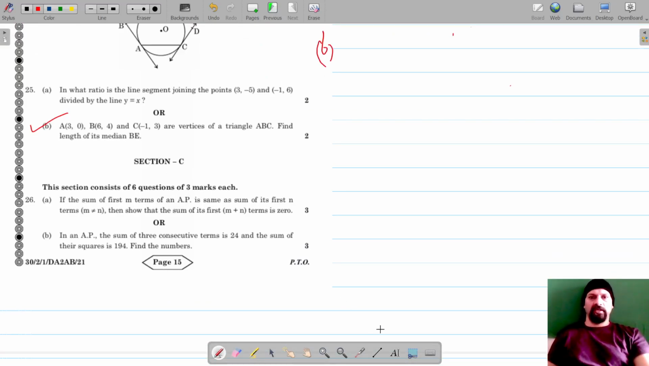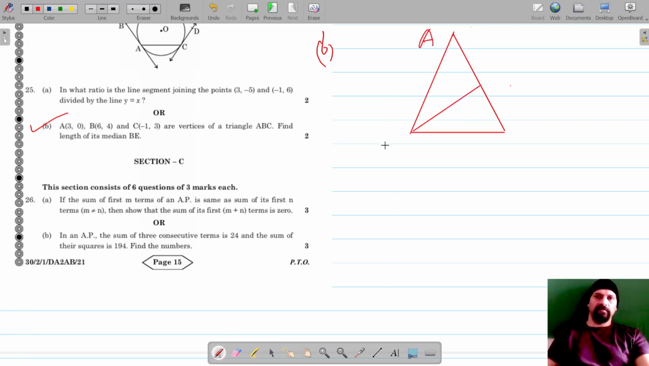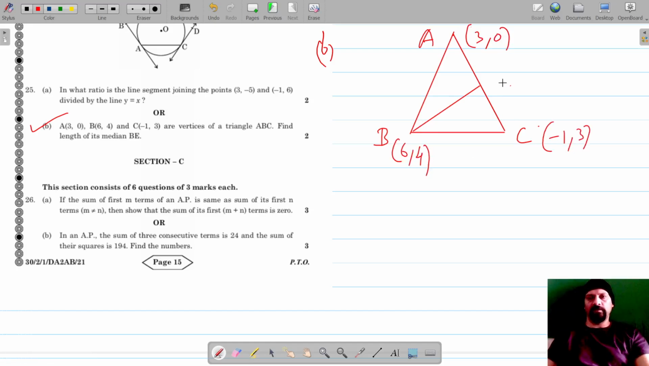So let's say this is our triangle ABC. This is the median BE. So this is the triangle ABC with given coordinates. A is 3 comma 0, B is 6 comma 4, and C is minus 1 comma 3. And this is the median BE. That means E is the midpoint.